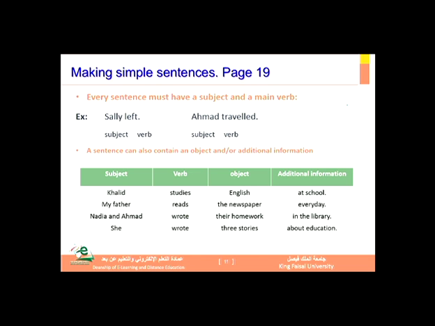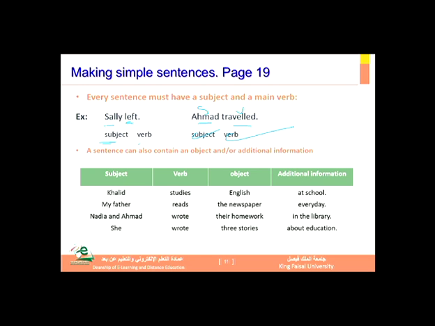So, Sally left. Subject, Sally, and the verb is left. Again, Ahmed traveled. Subject, verb. A sentence can contain an object as well, and can contain additional information. So this is a chart, a table that shows us how the sentence has to start with the subject, followed by the verb, followed by an object if there is an object, then probably more information, extra information, additional information.